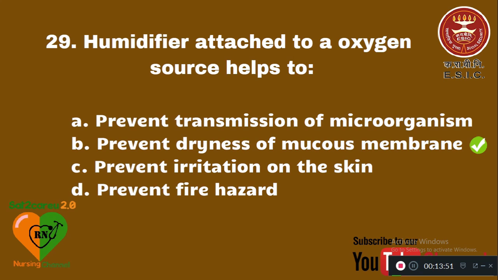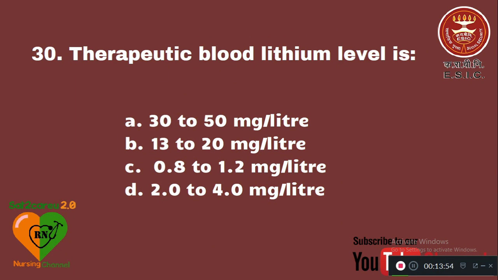Now let's see the 30th question. Therapeutic blood lithium level is option A, 30 to 50 milligram per liter. Option B is 13 to 20 milligram per liter. Option C, 0.8 to 1.2 milligram per liter, and D is 2.0 to 4.0 milligram per liter. The right answer is option C, 0.8 to 1.2 milligram per liter.